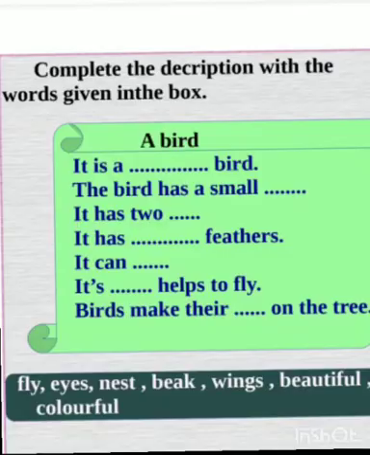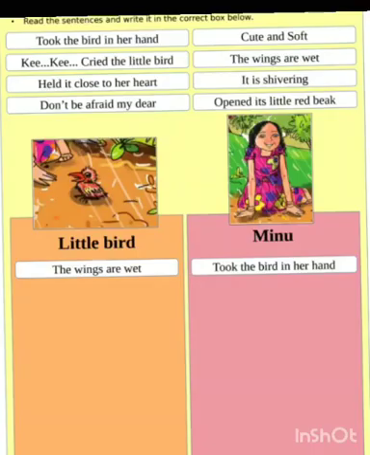Clear? Now the next one is, read the sentences and write them in the correct box below. There are some sentences given in a box, right? The box is divided into little bird and Meenu. The first example is given to you. What is the bird doing? You have to write that sentence under the bird box. What is Meenu doing? You have to write it under the box of Meenu.